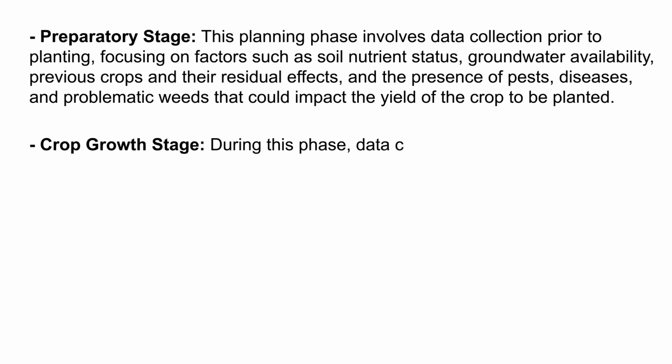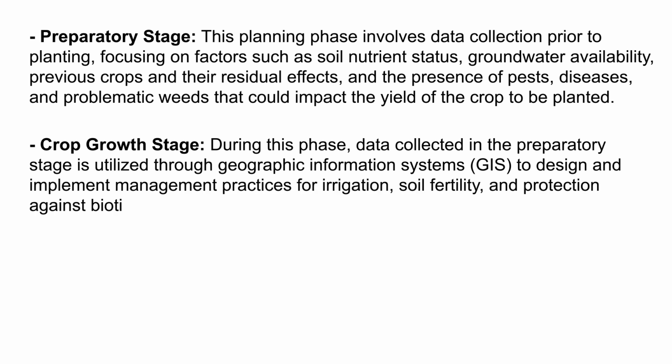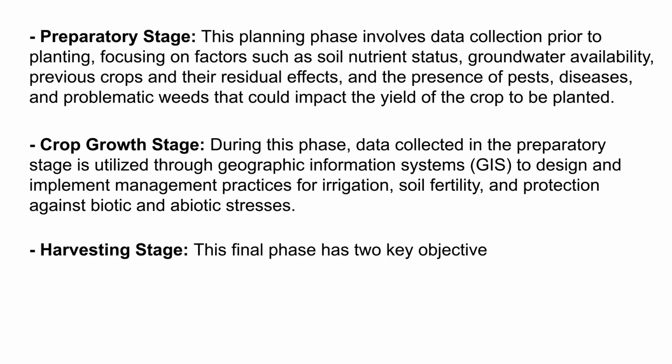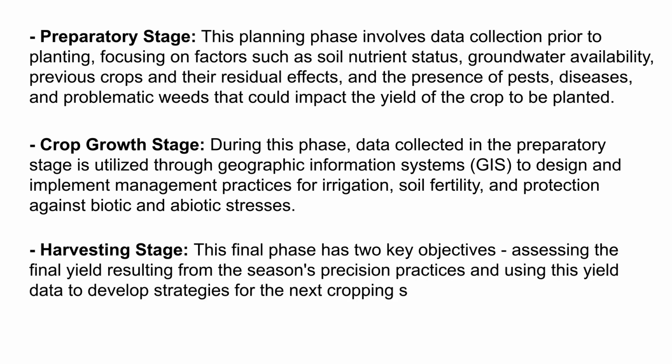Second, crop growth stage. During this phase, data collected in the preparatory stage is utilized through Geographic Information Systems, GIS, to design and implement management practices for irrigation, soil fertility, and protection against biotic and abiotic stresses. Third, harvesting stage. This final phase has 2 key objectives: assessing the final yield resulting from the season's precision practices, and using this yield data to develop strategies for the next cropping season.